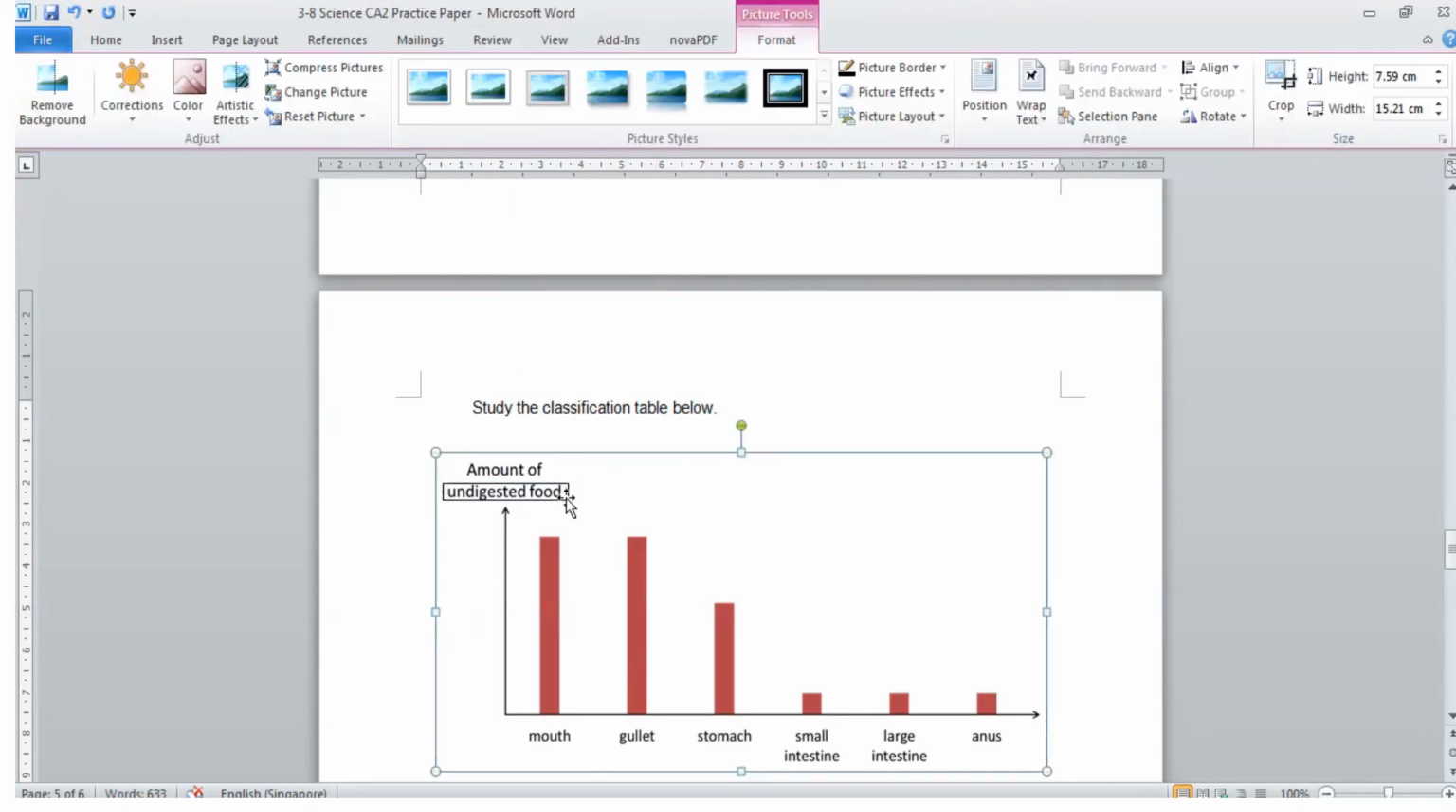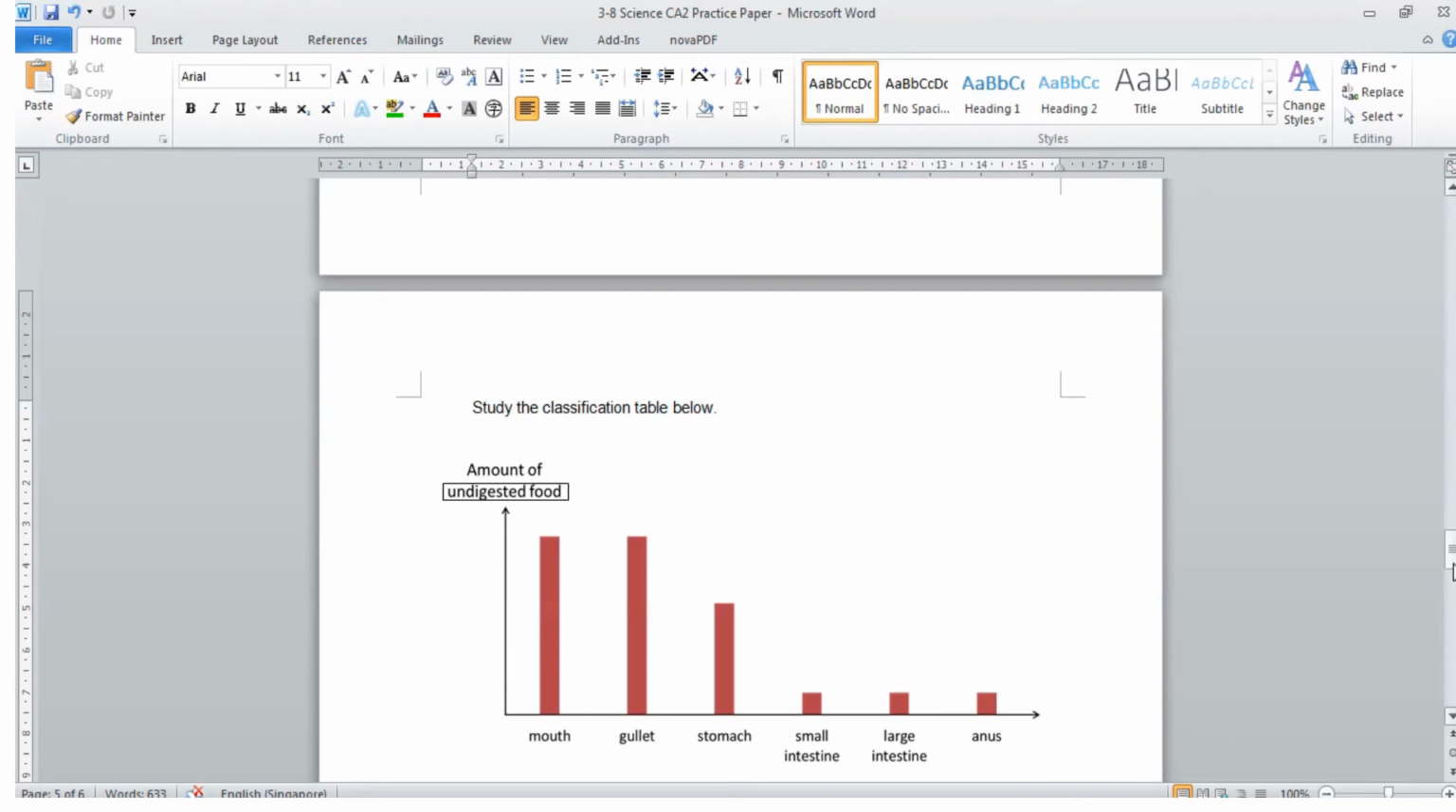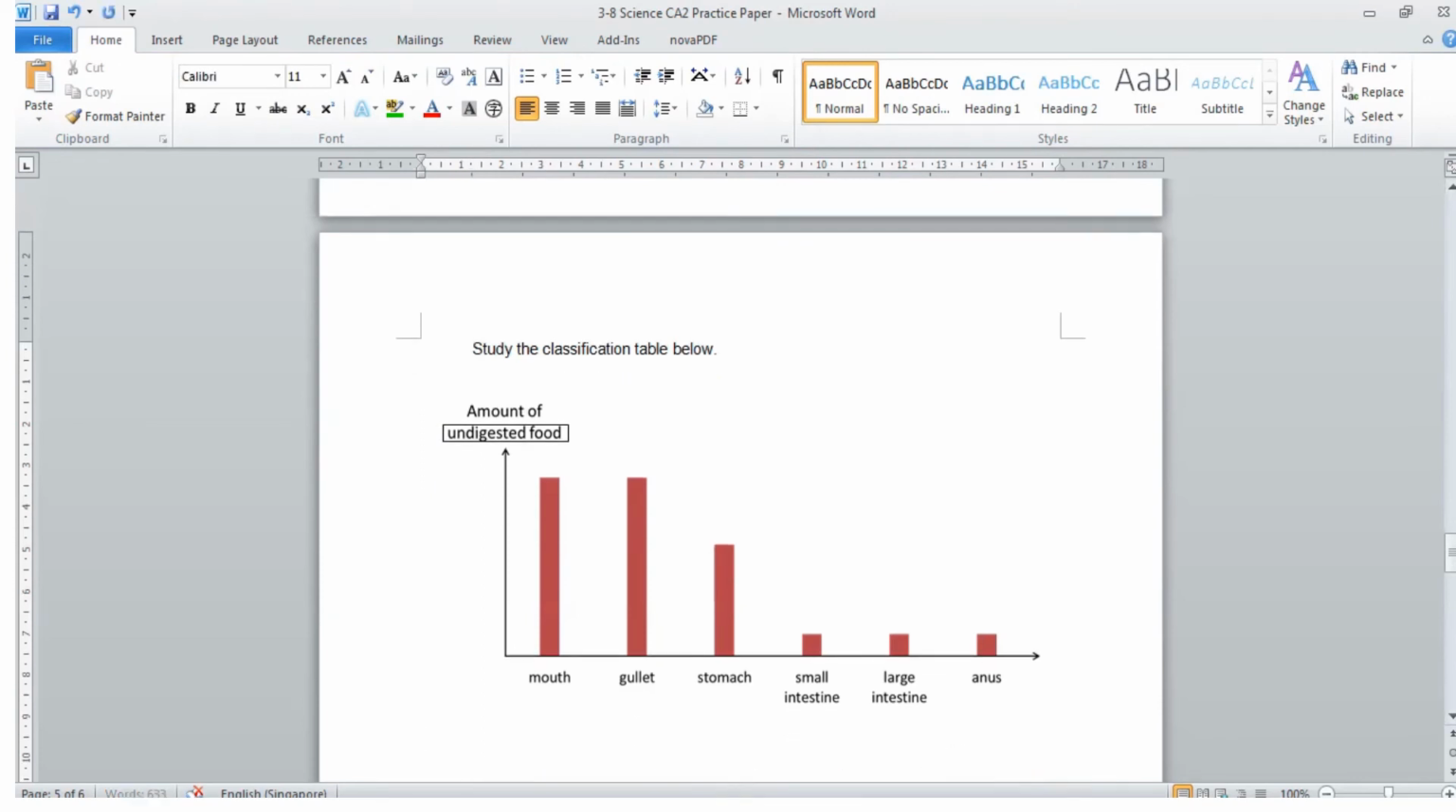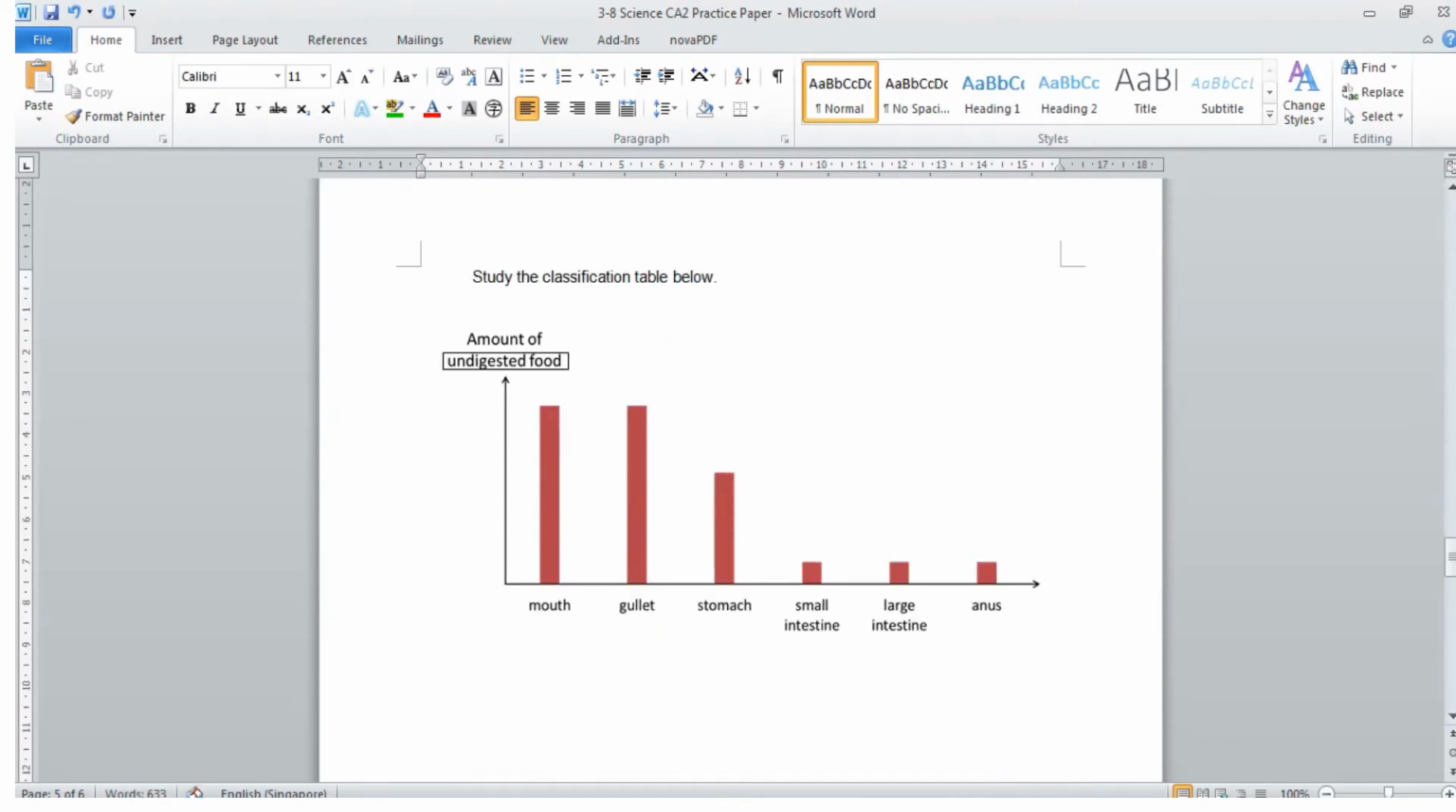Okay, so this is very important. I'm talking about undigested food. First and foremost, ask yourself, what does it mean by undigested food? Can you think about it? What does it mean by undigested food?